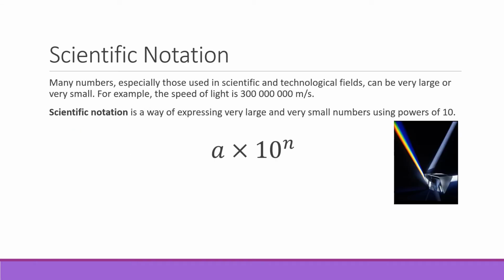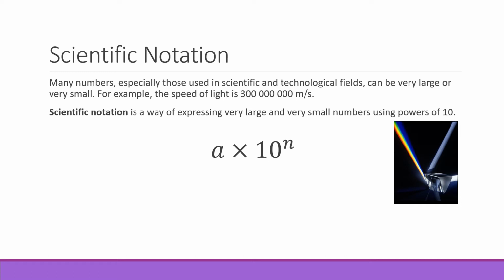All right, scientific notation. So many numbers, especially those used in scientific and technological fields, can be very large or very small. So for example, the speed of light is 300 million meters per second. Now, scientific notation is a way of expressing those very large and very small numbers using powers of 10.